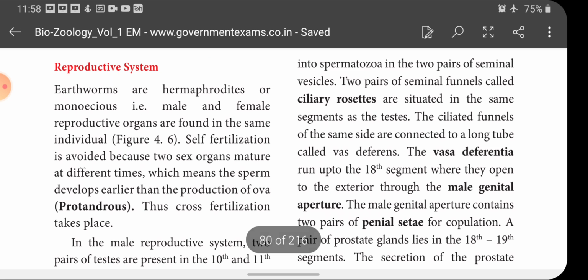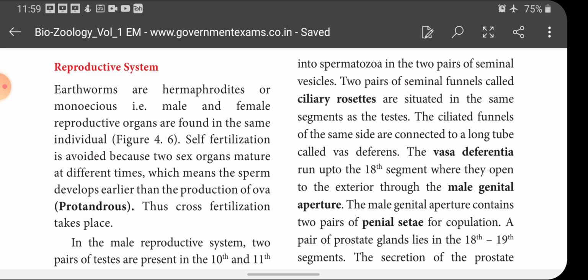Next, reproductive system. Earthworms are hermaphrodite or monoecious, that is, male and female reproductive organs are found in the same individual. That is called what? Hermaphrodite, that you know very well. Self-fertilization is avoided because the two sex organs mature at different times, which means the sperm develop earlier than the production of ova. That condition is called protandrous, thus cross-fertilization takes place.